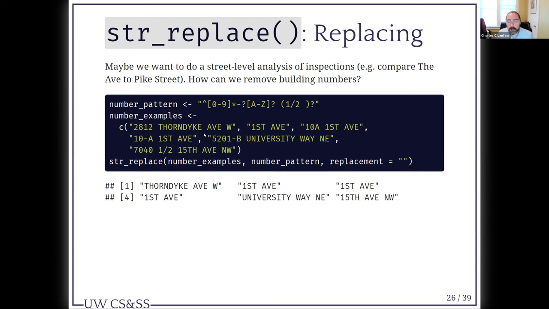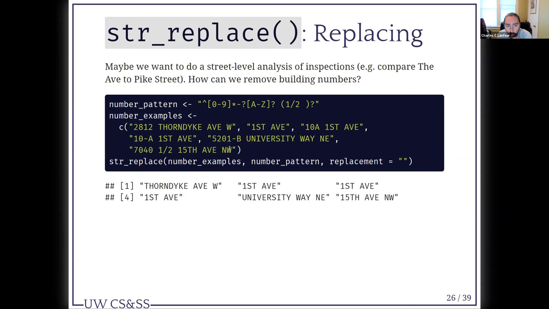So I'll show you first some examples before I go through this mess of a regular expression. Our examples look again like 2812 Thorndike Avenue West, maybe just First Avenue here, which didn't have a building number. Maybe 10A First Avenue, 10-A First Avenue, 5201-B University Way Northeast, and then annoying addresses like 7040 and a half 15th Avenue Northwest, because that is a thing that happens, okay?